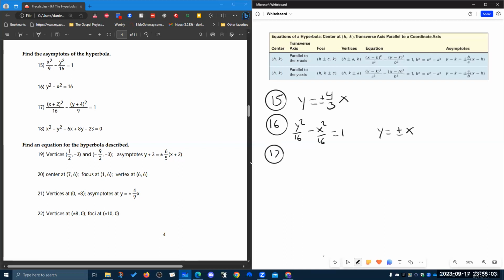For 17, this one's not centered at 0, 0, and it has a transverse axis that's parallel to the x-axis. So we have y plus 4 equals 3 plus or minus 3 over 4 times the quantity x plus 2. And for number 18, we have to complete the square here.